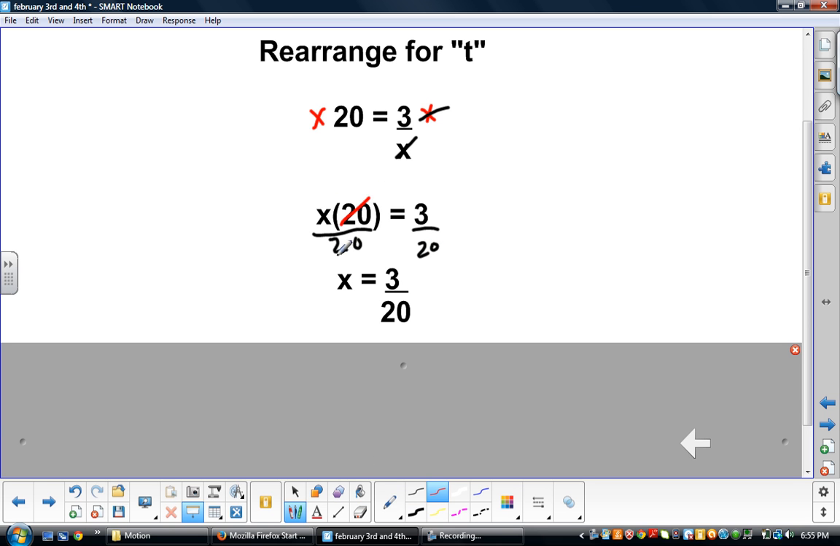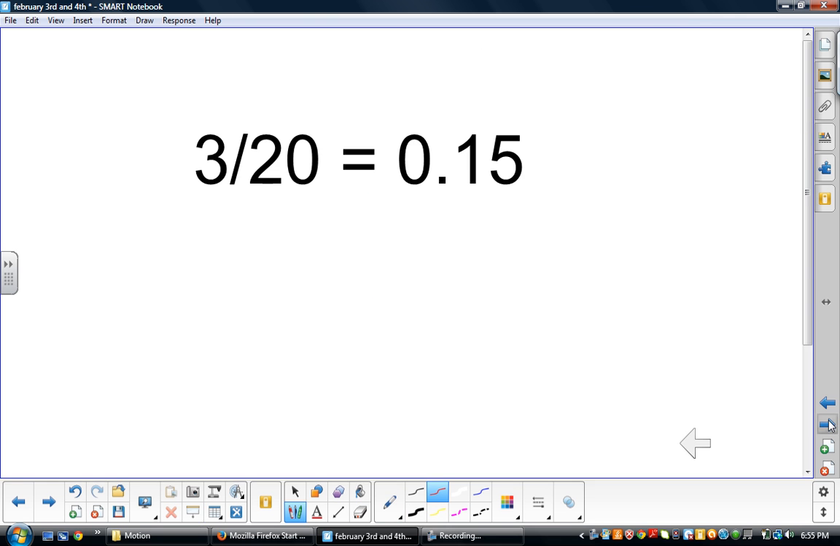Our 20s would cancel, leaving us with x equals 3 divided by 20. Alright. And when we did that, we get a number like 0.15. Now, significant figures have not gone away. We're going to have to be doing significant figures, but we're not going to do it quite yet.